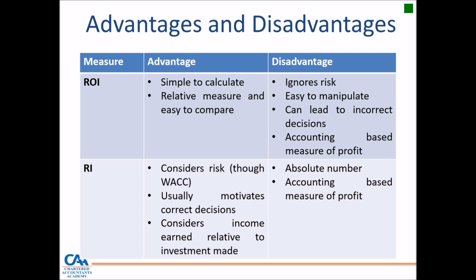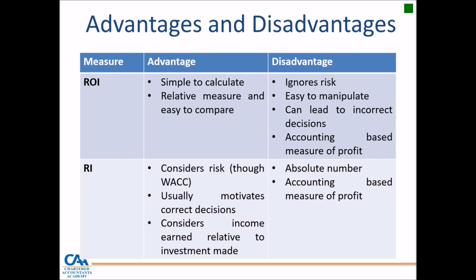Now let's discuss advantages and disadvantages of return on investment and residual income. To help us in this discussion, we're going to be evaluating the characteristics of each performance measurement method and identify advantages and disadvantages. Now, the formula for return on investment is your profit divided by investment.